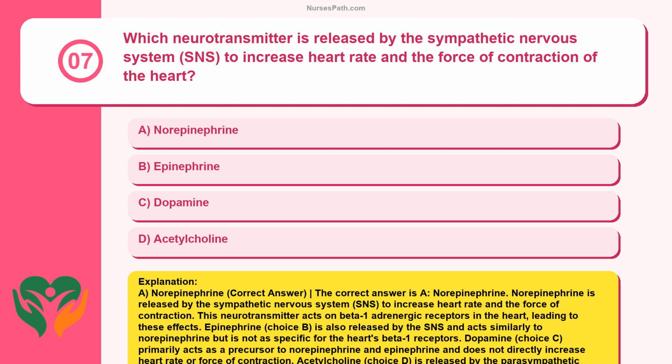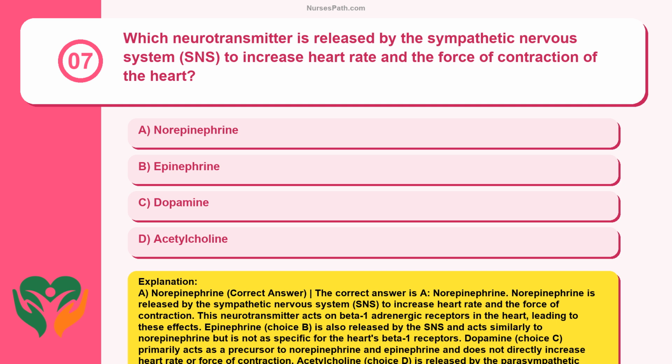A. Norepinephrine. Correct answer. The correct answer is A. Norepinephrine is released by the sympathetic nervous system, SNS, to increase heart rate and the force of contraction. This neurotransmitter acts on beta-1 adrenergic receptors in the heart, leading to these effects.